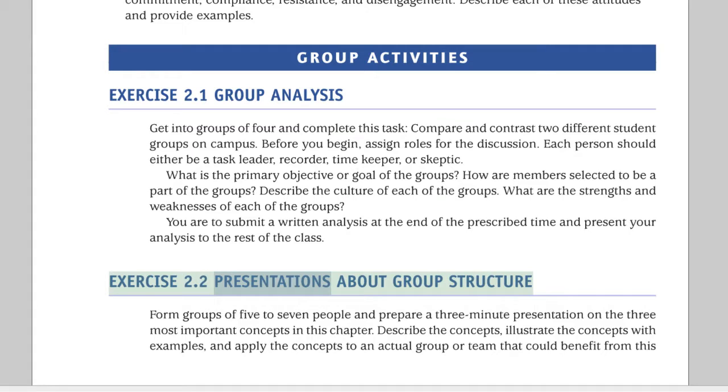Exercise 2.2, presentations about group structure. Form groups of 5 to 7 people, and prepare a 3-minute presentation on the 3 most important concepts in this chapter. Describe the concepts, illustrate the concepts with examples, and apply the concepts to an actual group or team that could benefit from this.